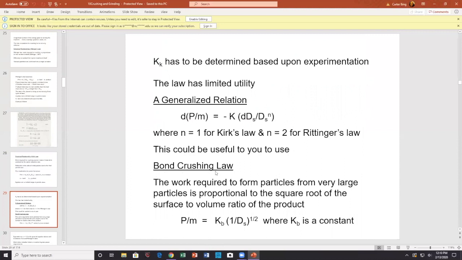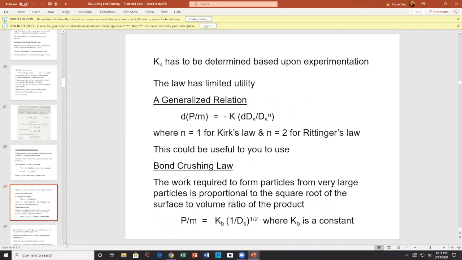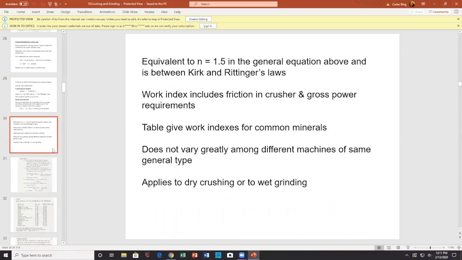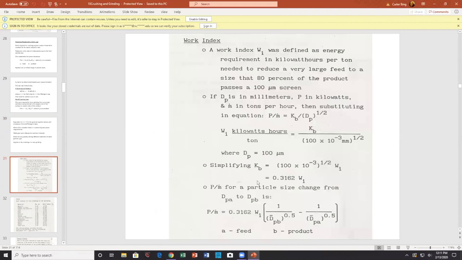Then you have the Bond crushing law. And you see the power per mass supposed to vary with some constant over 1 over ds. You got to figure out what ds is. All right. Let's see what ds is. That's size, basically. Anyway, I give you an example of its use. Product, 1 over square root of particle size for the product, minus square root of particle size for the feed. Throw in your lead constant, and you calculate the power.